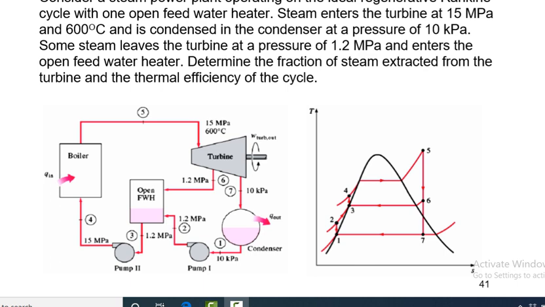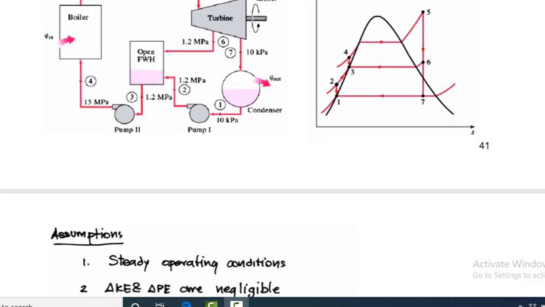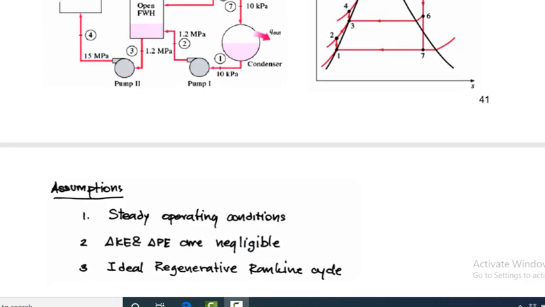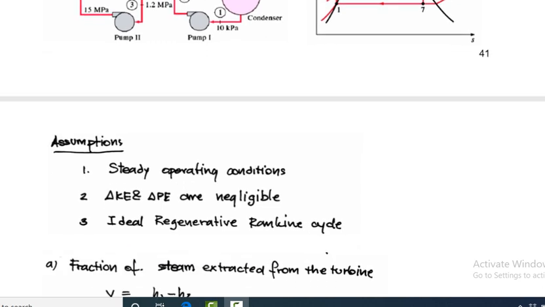The different pressures in the different sections and the temperatures are given, and then you have to go to the solution section. What is given? First of all, I already discussed this. Whenever you solve a numerical belonging to an open feed water heater or closed feed water heater, you have to make some assumptions. Again, this numerical is given under steady operating conditions.